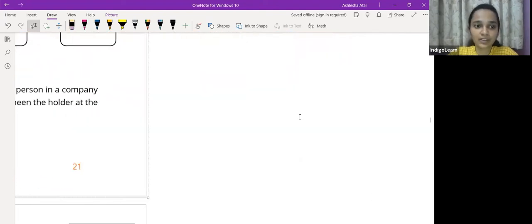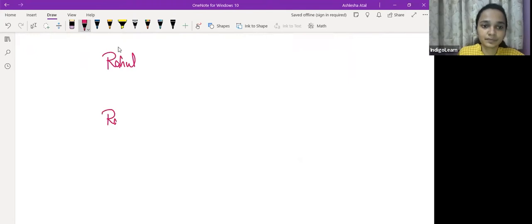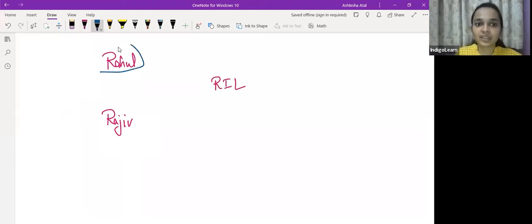Now, let's take another example. Rahul or Rajiv, let's continue with Rajiv. So in this situation, Rahul dies, and Rajiv, being his legal representative, the shares will be transmitted to Rajiv.